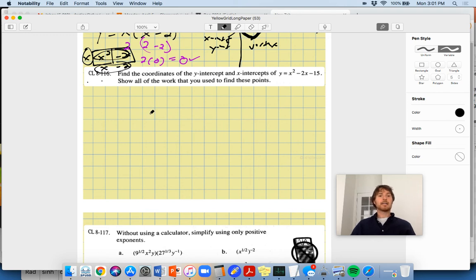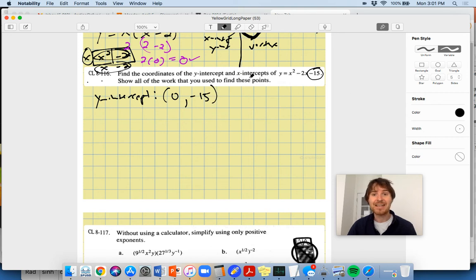Anyways, closure 8.6. Oh, what did you make this? 8.116. Find the coordinates of the y-intercept. Wait, coordinates of the y-intercept. Well, that's easy. This is in standard form too. So my y-intercept is at 0, negative 15. Okay, x-intercepts here. Show all the work you used to find these points.